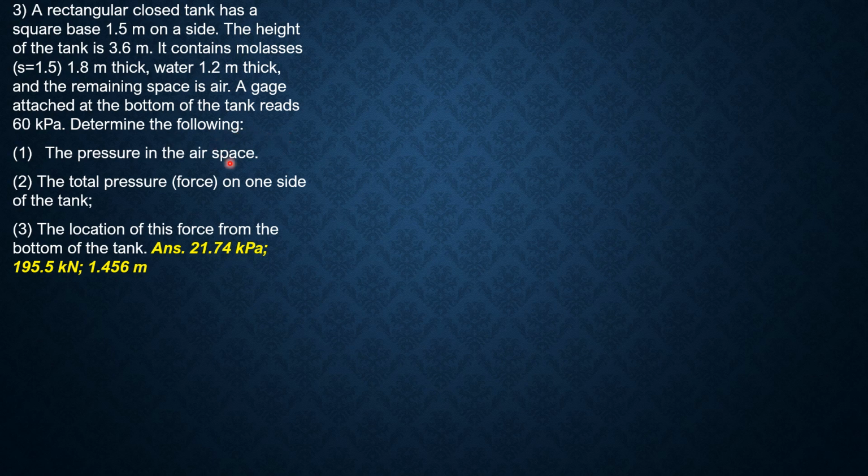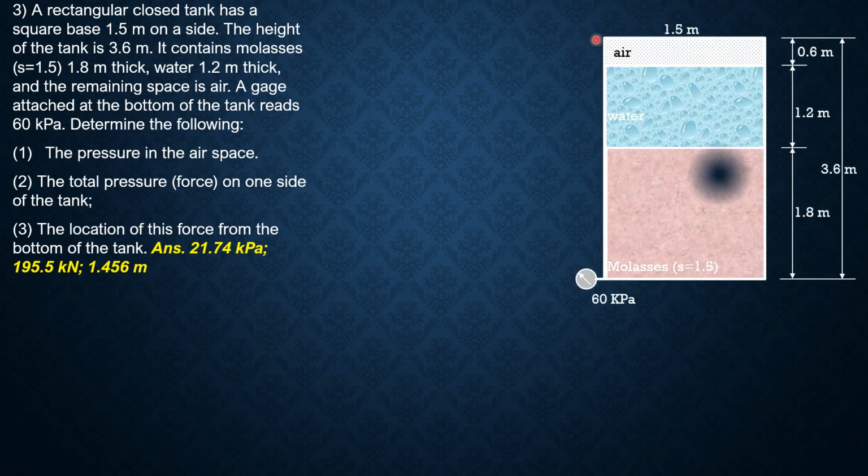So determine the following: the pressure in the airspace, the total pressure or the force or hydrostatic force on one side of the tank, and the third one is the location of this force from the bottom of the tank. So this is the figure. Remember that the bottom section is a square 1.5 meters by 1.5 meters.